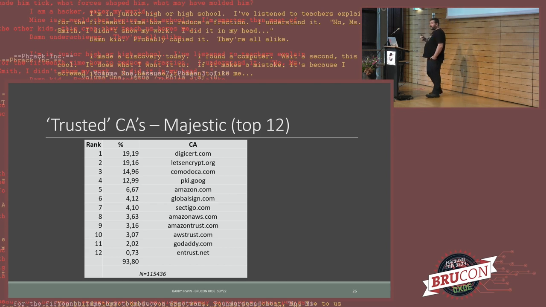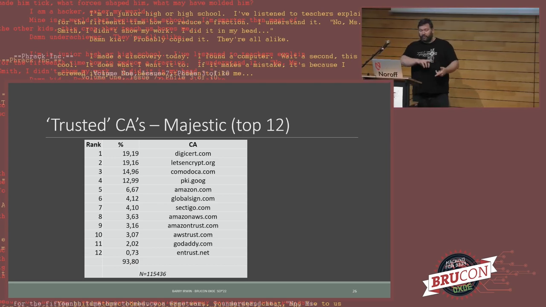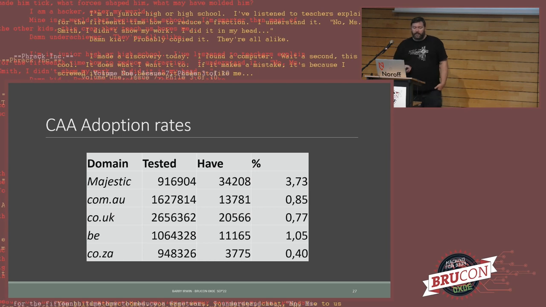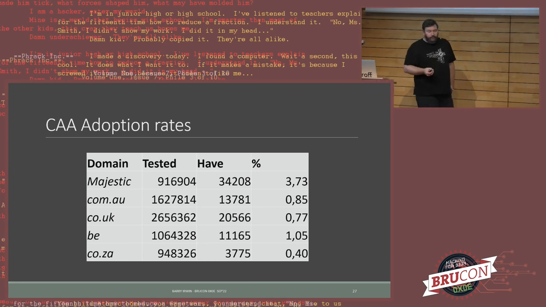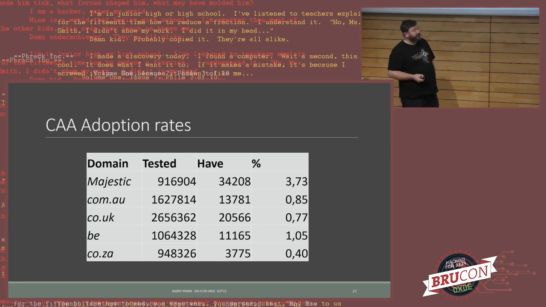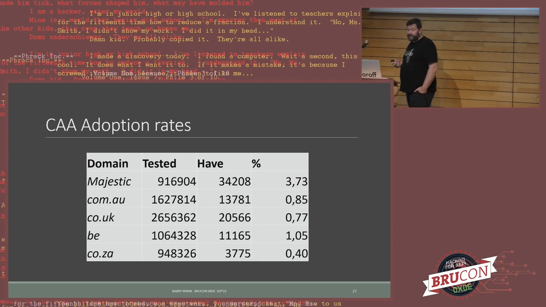As we'll see in the next slide, only about 3% of the domains in the Majestic Million actually listed this. These happen to be a breakdown of the roughly 115,000 entries. In many cases, the domains that did have them had multiple. They would allow Let's Encrypt and Comodo and Amazon and GlobalSign and whoever else it might be. The adoption rates, well, 3.7% is not that bad, I suppose. It's certainly higher than any of the others.